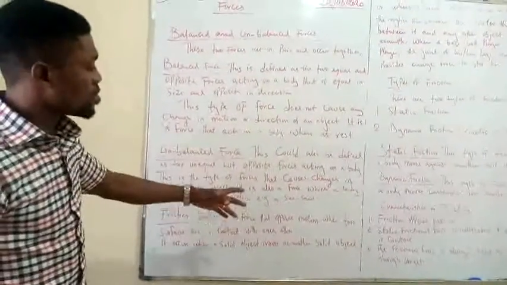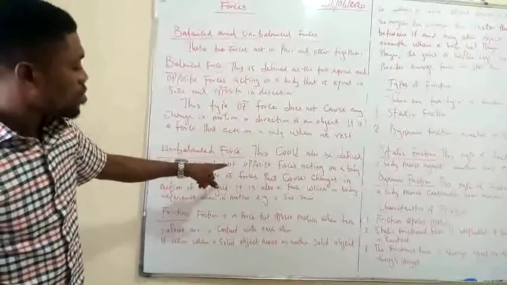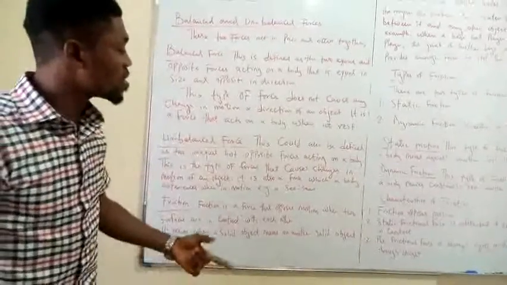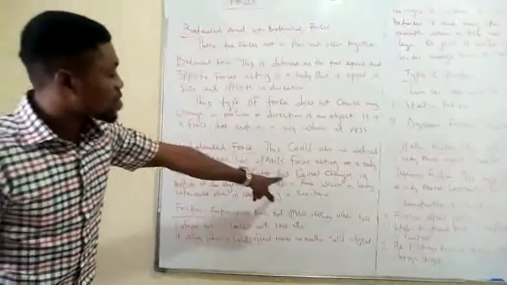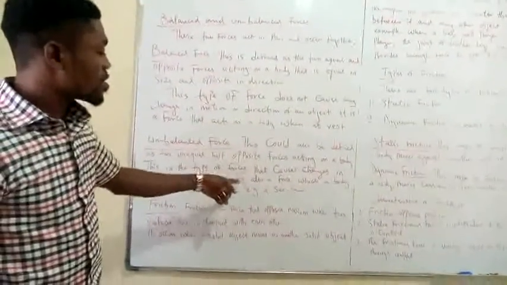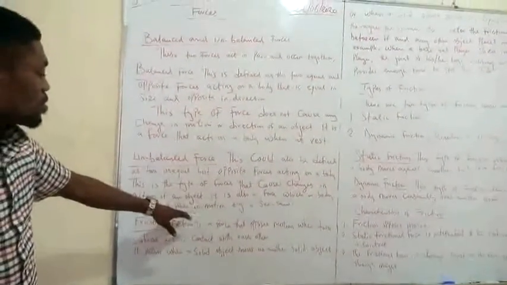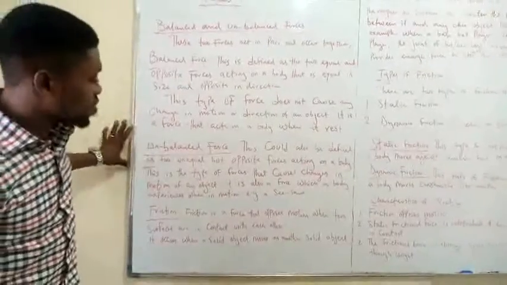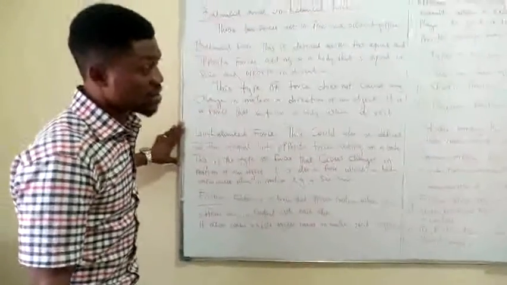Now, an unbalanced force could be defined as two unequal but opposite forces acting on a body. This is the type of force that causes change in motion of an object or a body. It is also a force which a body experiences when in motion. Example, a seesaw. This type of force is experienced when a body is in motion.